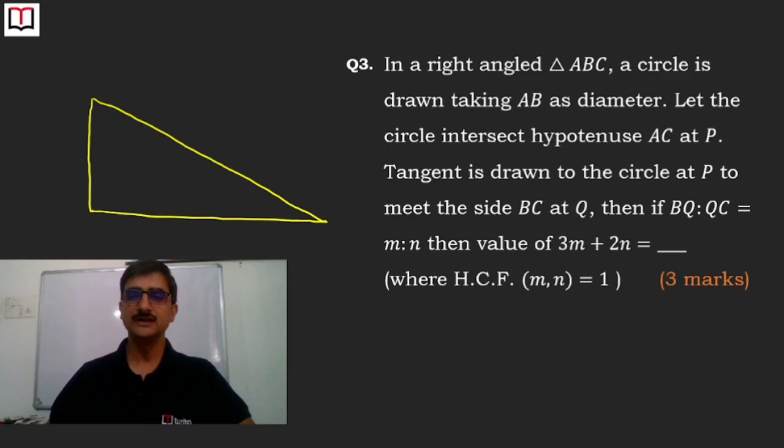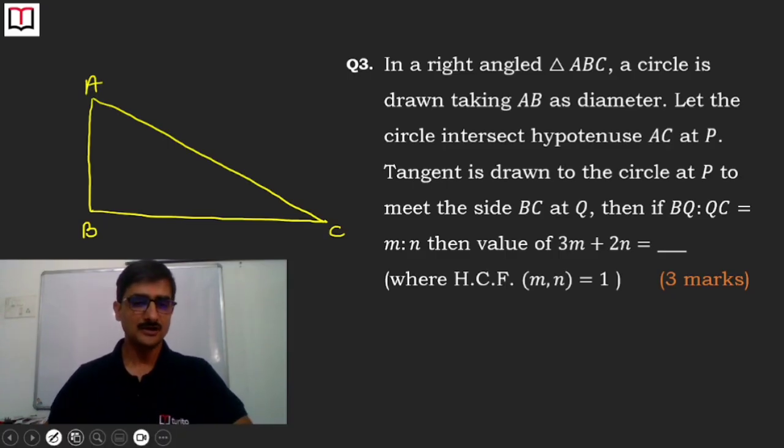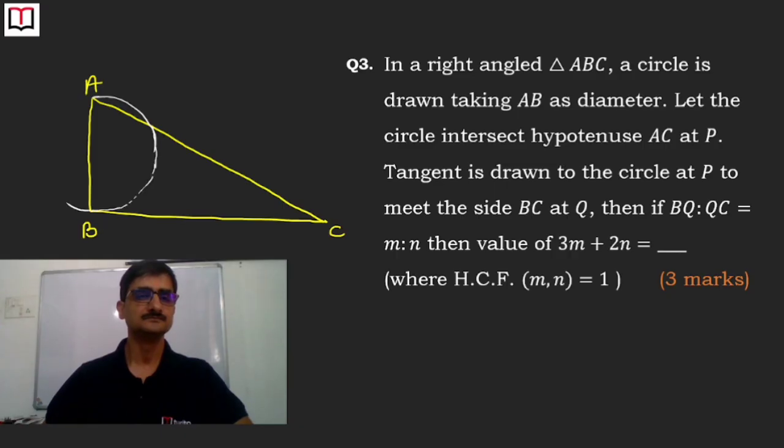So AB as a diameter, triangle ABC, right angled. Let AC be the hypotenuse. So of course that makes clear that B is the vertex at which it is right angled. So draw a circle taking AB as the diameter. It will be something like this maybe. Bear with me a bit. Let's say that's a circle.